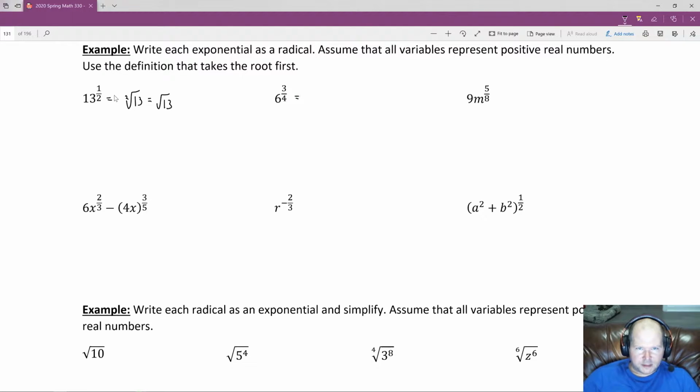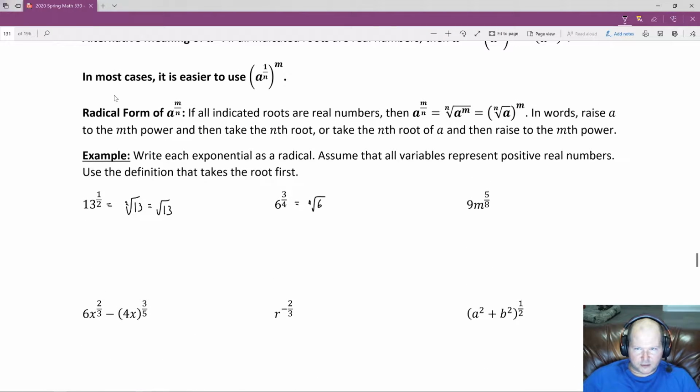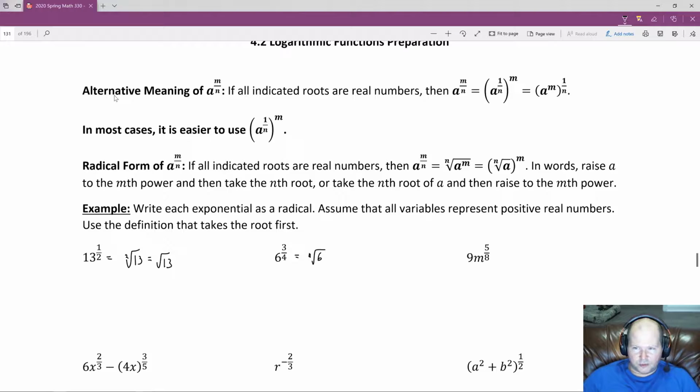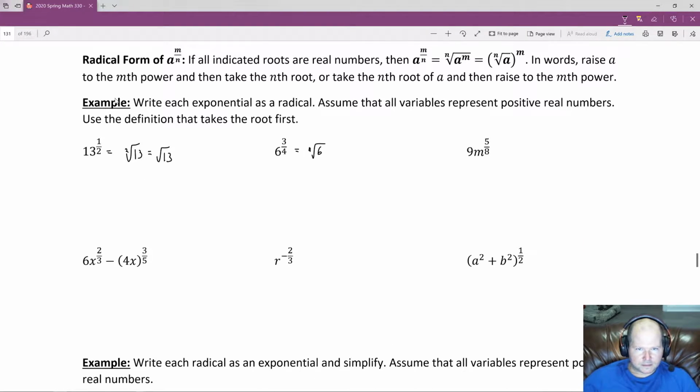Over here, we have 6, which is the base. All right. Now, this 4 right there is going to be the index. If you scroll up a little bit, you'll see that we put the exponent, the numerator, on the outside. So we would simply put this 3 here on the outside as the new exponent.